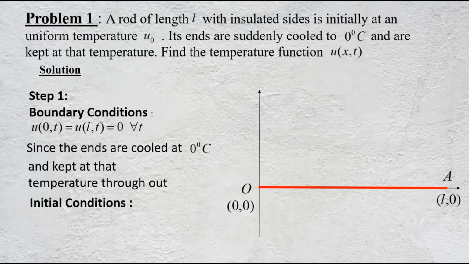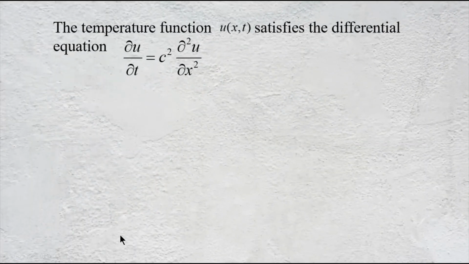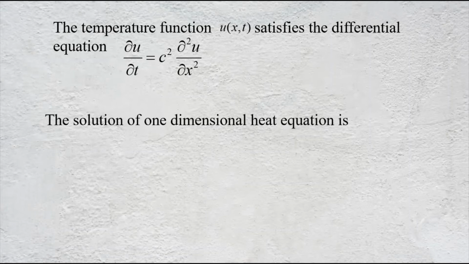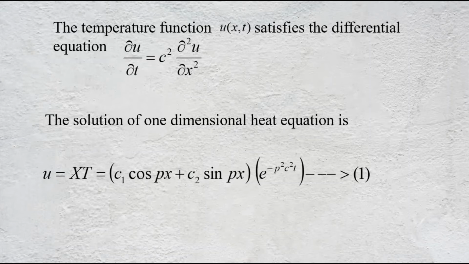The initial conditions are, initially the rod is at uniform temperature U0. So we can write when t is 0, U is U0. The temperature function satisfies the differential equation, which is a heat equation. The solution of the one-dimensional heat equation without substituting the conditions is equation 1.